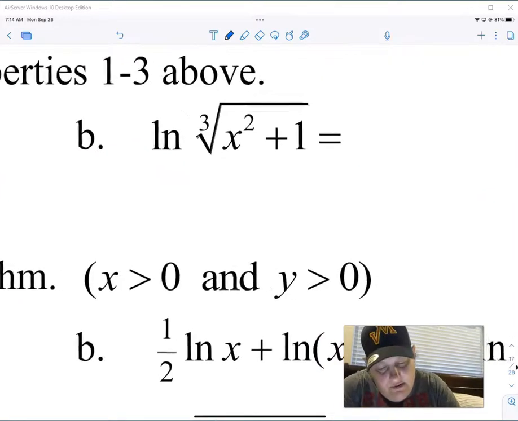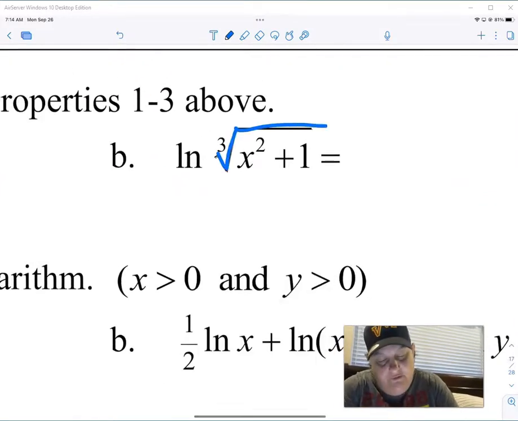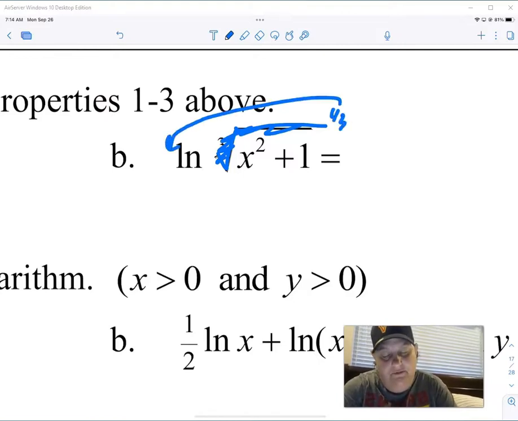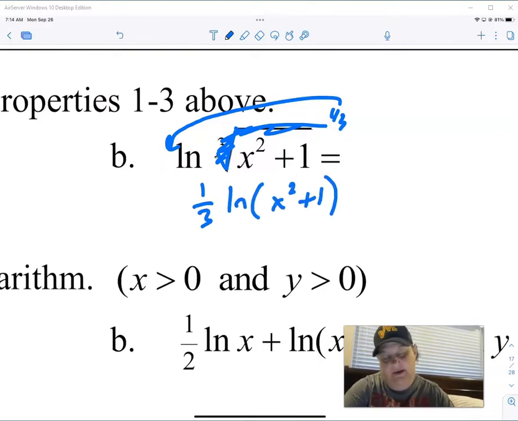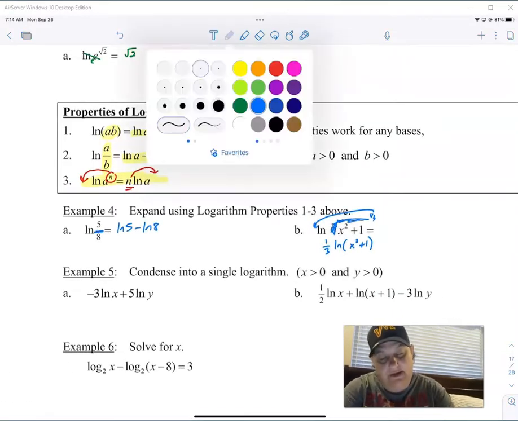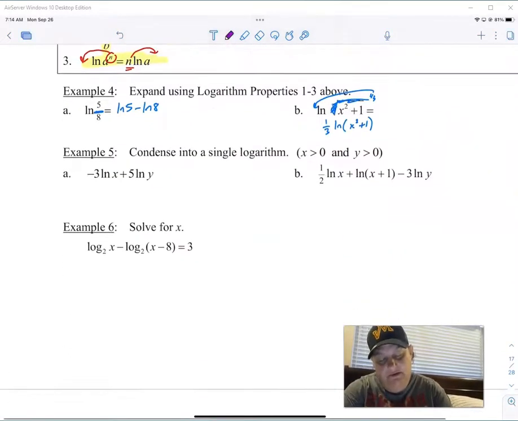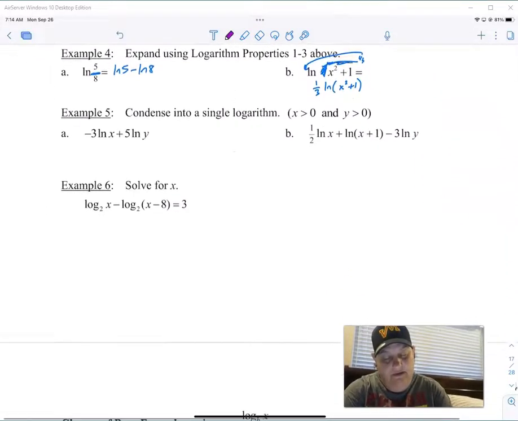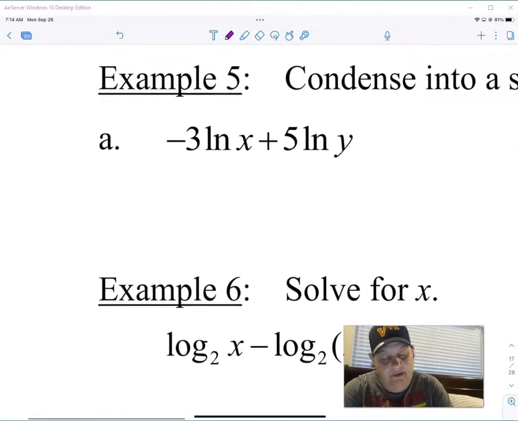Check this out. This is a cube root. If I forget that, that's like to the 1/3 power. So I'm going to bring that in front: 1/3 ln of x squared plus 1, and then I can't do anything about it. Condensing goes like this. Anything in front, I'm going to put into an exponent.